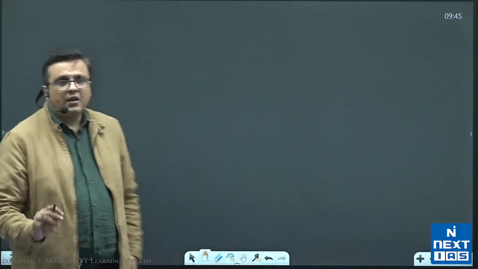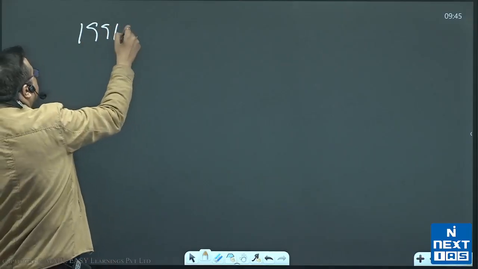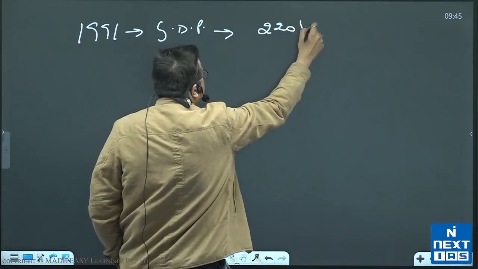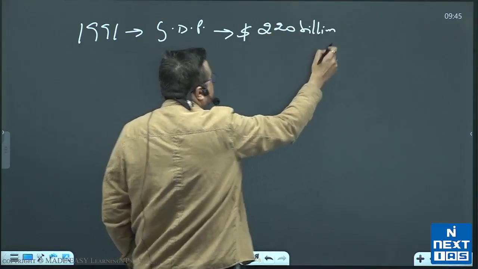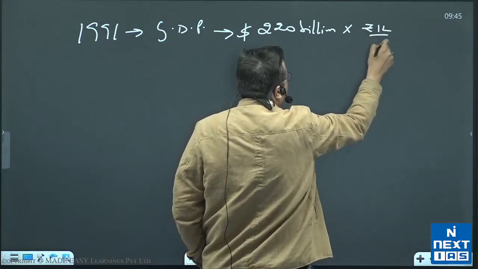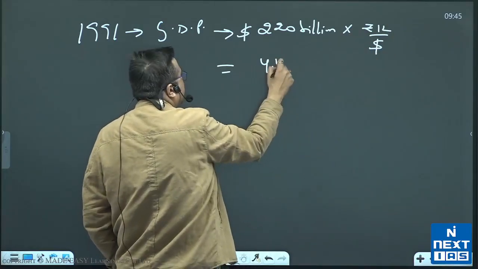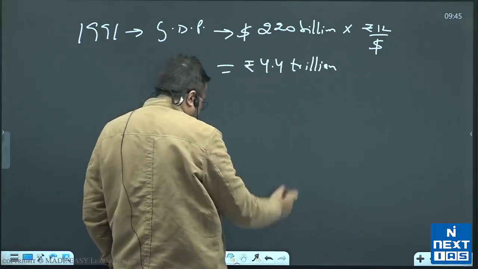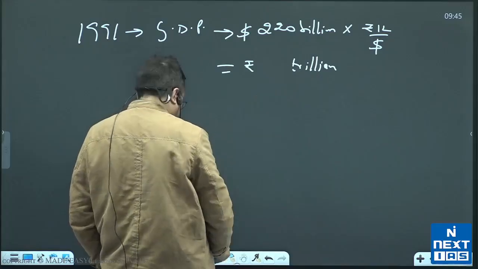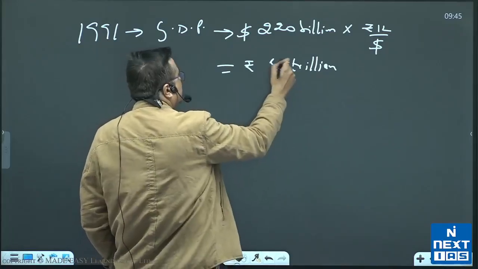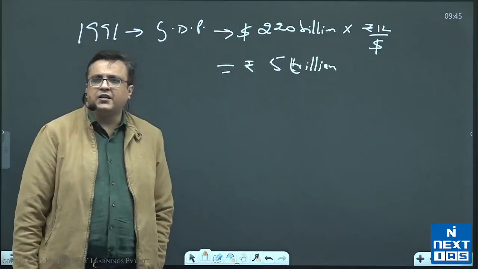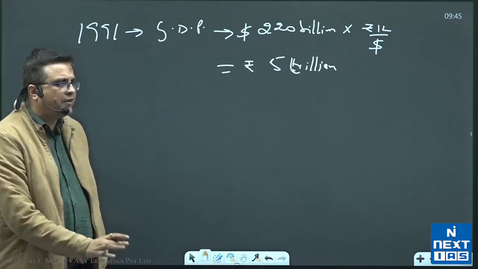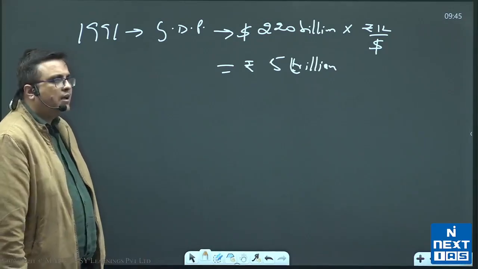आप सोच के देखिए, 1991 India's GDP, nominal GDP of course, was $220 billion, and our exchange rate was 12 rupees a dollar. So it was something like 4.4 trillion rupees, a little more than that. Let's make it 5 trillion rupees in 1991. This used to be our GDP in 1991. Around 5 trillion rupees is where we stood.